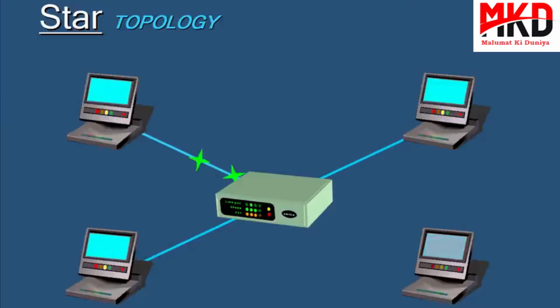However, a disadvantage of the star topology is that if the central hub or switch fails, then all the computers on that central point would be affected. And this is called a single point of failure. If this happens, the entire network goes down.